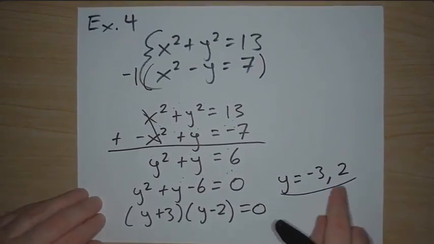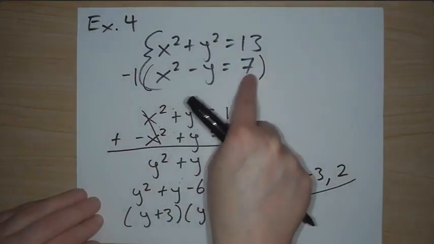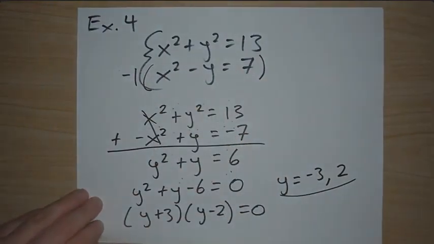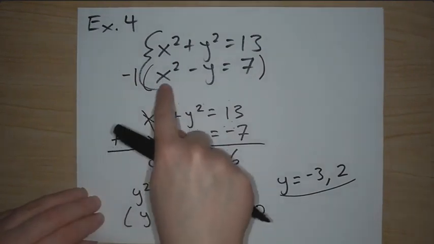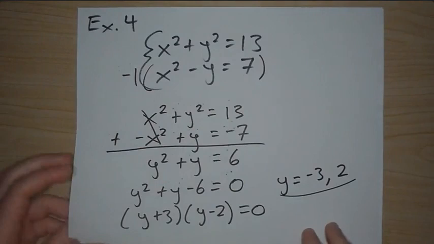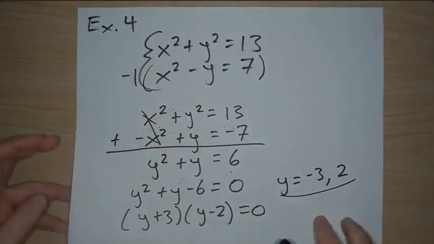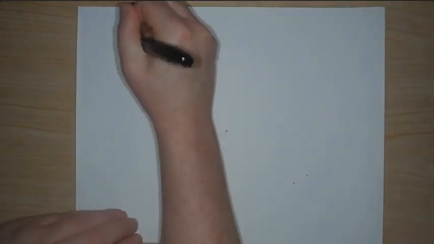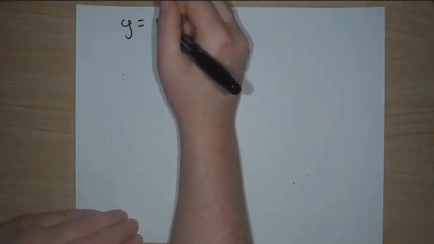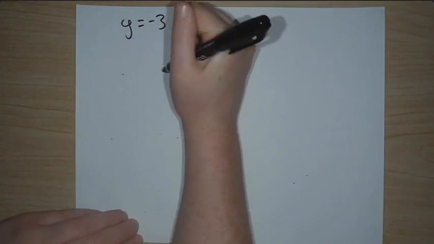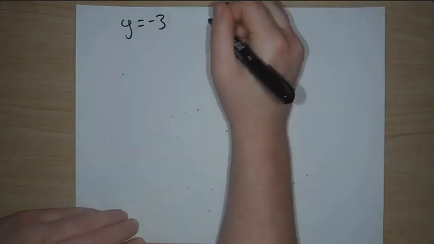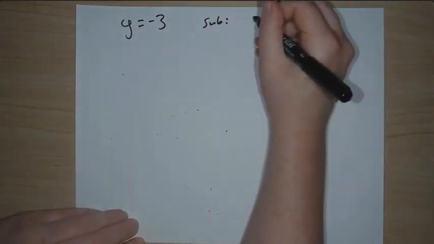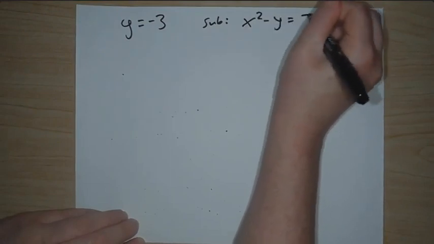We need to take these y's and substitute into either one of these equations to solve for our x's. So I'm going to choose this bottom equation because it looks a little bit easier without the second y squared. So we need to solve for our x. So we have y is equal to, starting off, we're going to do -3. So when y is -3, we're going to sub into x squared minus y is equal to 7.